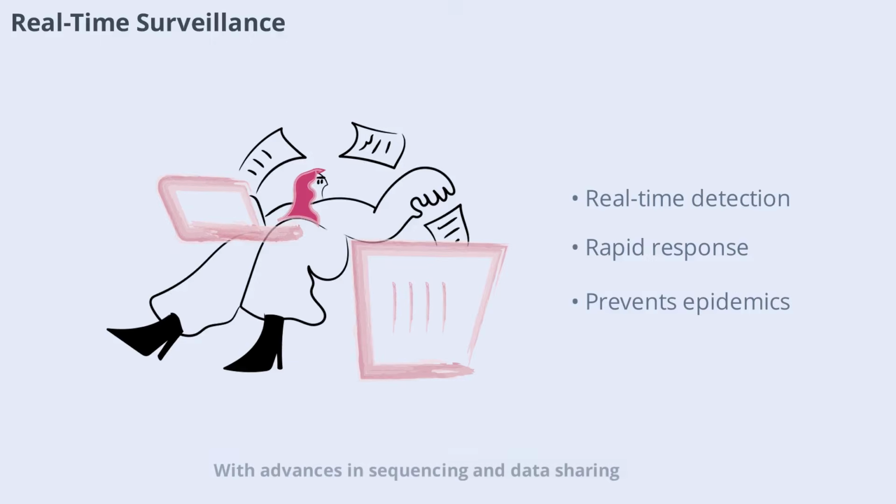With advances in sequencing and data sharing, real-time surveillance of infectious diseases is now possible. Scientists can detect new threats as they emerge and respond quickly. This agility is key to preventing outbreaks from becoming epidemics or pandemics.